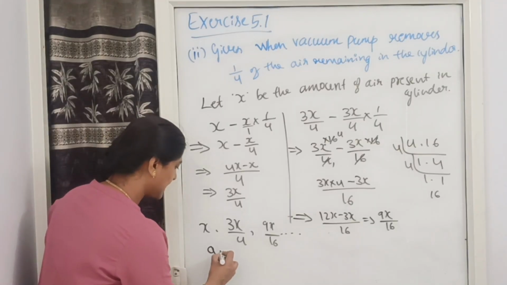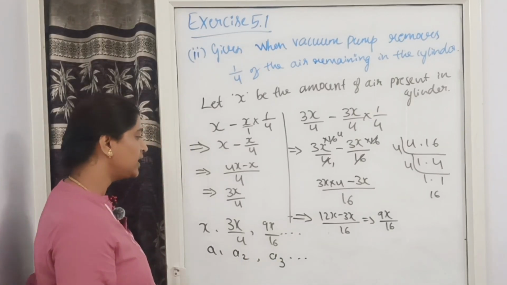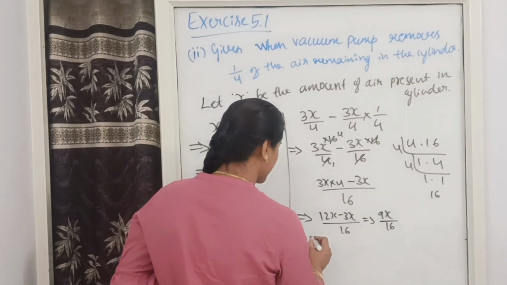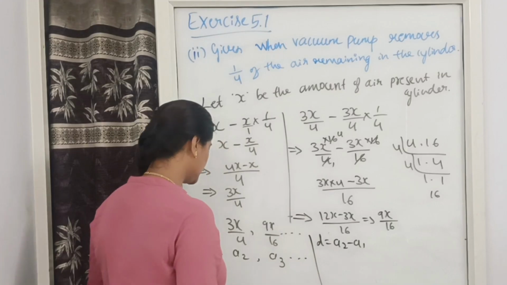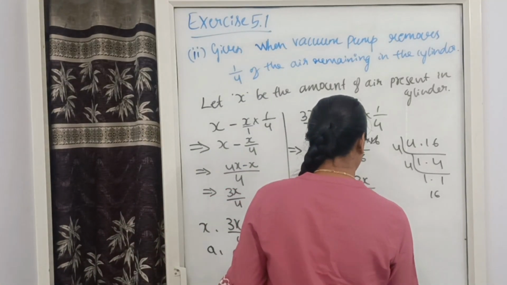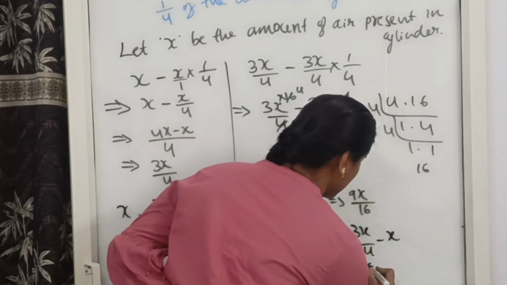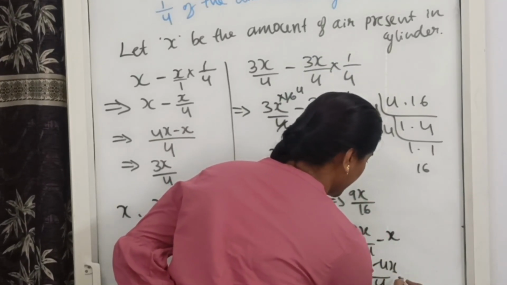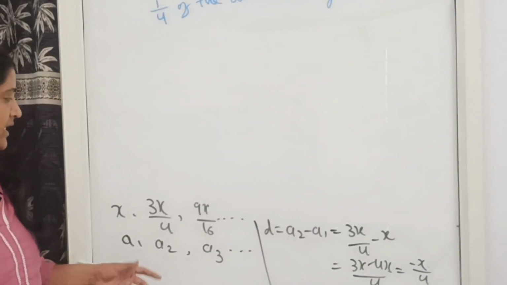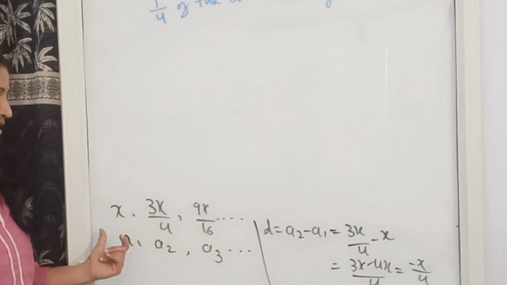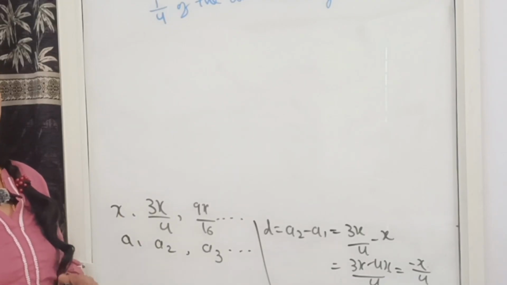Let us find out whether it forms an arithmetic progression or not. So this is A1, A2, A3. Let us find out the difference. The first difference is A2 minus A1. So A2 is 3x by 4 minus x, which is 3x minus 4x divided by 4. This is minus x by 4. So the first difference between the second term and the first term is minus x by 4. Let us find out one more difference. If it is the same then it forms an AP.